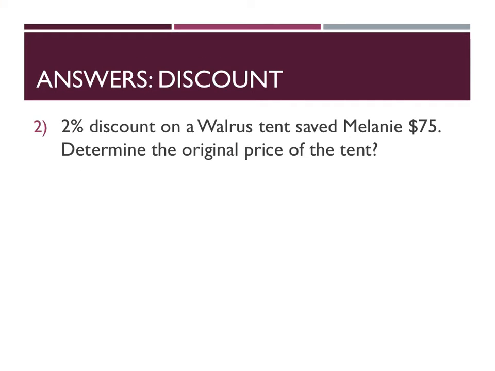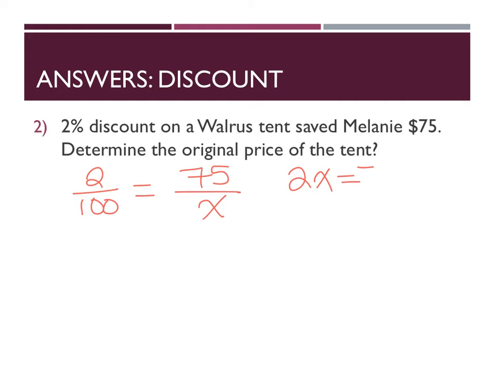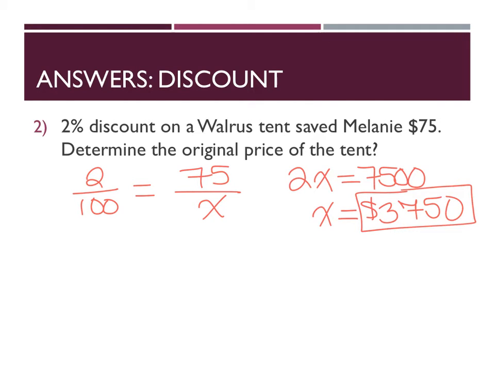In number 2, it says a 2% discount on a Walrus tent saved Melanie $75. Determine the original price of the tent. So 2 over 100 equals, we know how much she saved, that's our part, and we're looking for the original cost. So I have 2x equals 7,500, and then you divide by 2, and that gives us x is $3,750, and that was the original cost of the tent.